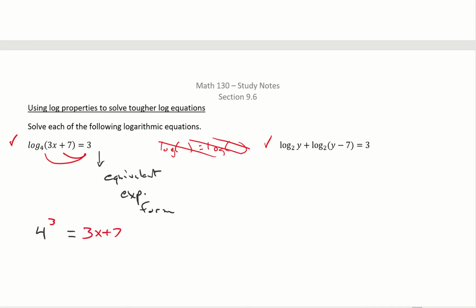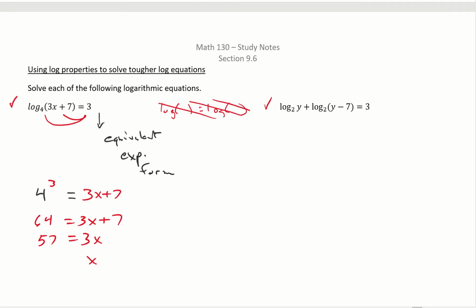Well, that's not a hard equation to solve at all. All you have to do is go 4 to the third. Calculator tells you, hey man, that's 64. And I think everybody under the sun in our class right now can solve this. Subtract 7 to get 57 is 3x. And divide by 3, I actually think it goes in, doesn't it? Doesn't it go in 19 times? It does. So the answer to this is 19.